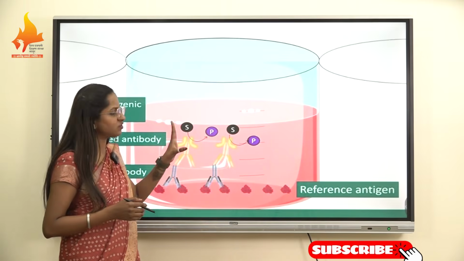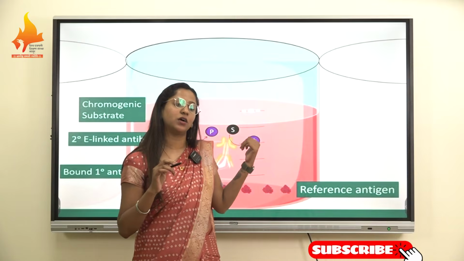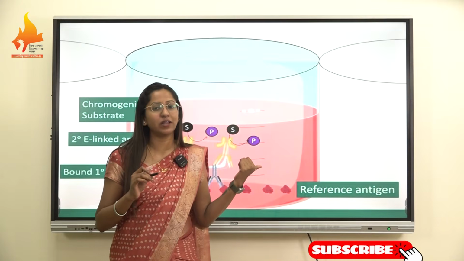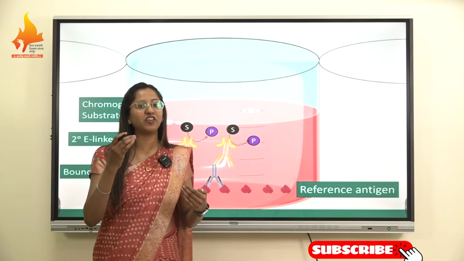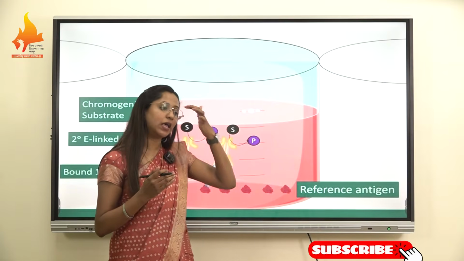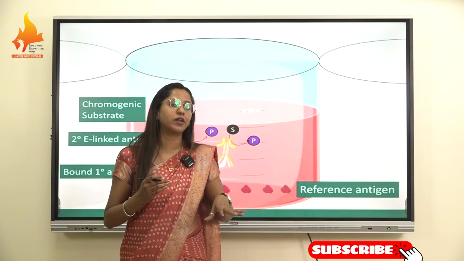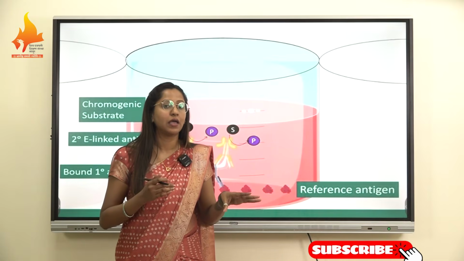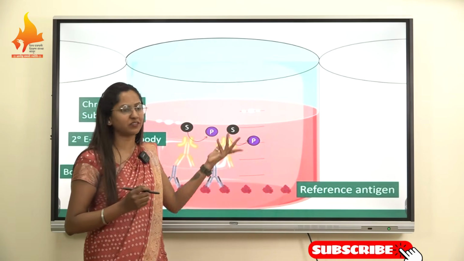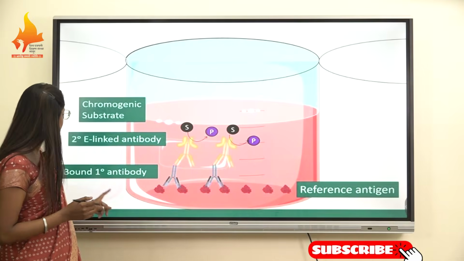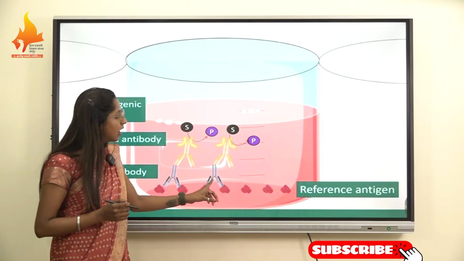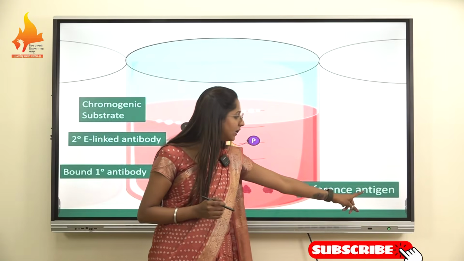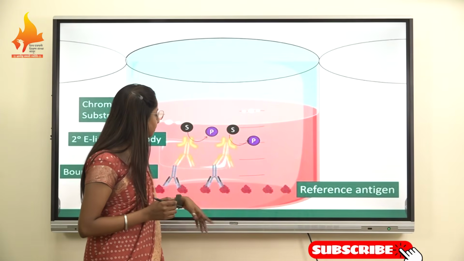From the name itself, this is a type of competitive ELISA. Here in this particular type of competitive ELISA, there will be a competition between inhibitor antigen and patient's antigen. This inhibitor antigen you are already preparing in the lab, and the patient's antigen is already present inside a patient. First of all, you have added bound primary antibodies here, as you can see very clearly. Along with this, reference antigens are also present here.